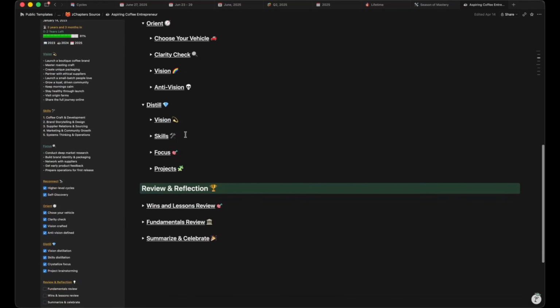And we also have a distill section where we distill the entire vision into specific bullet points. In this case, instead of identities, we distill specific skills that are going to unlock that vision. And we also have a focus.